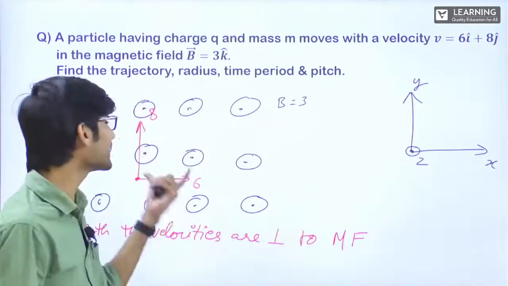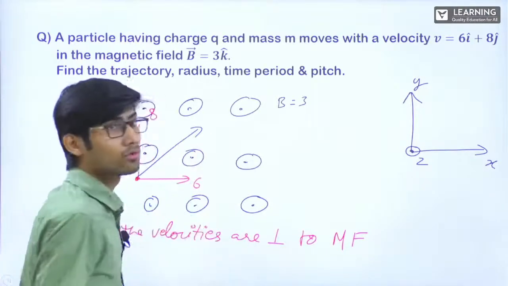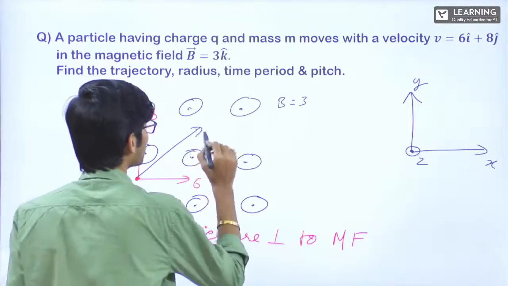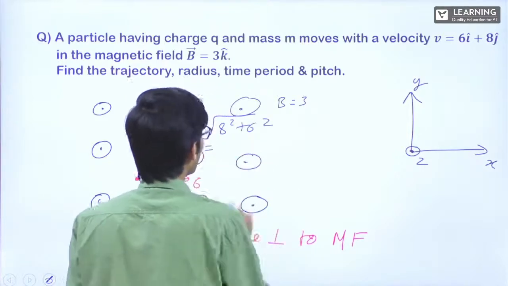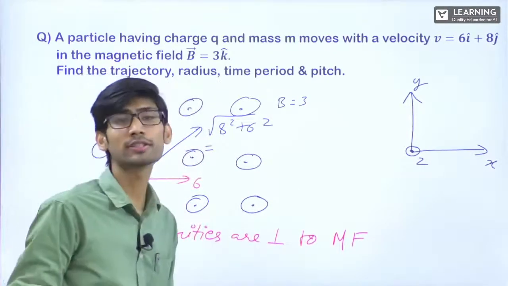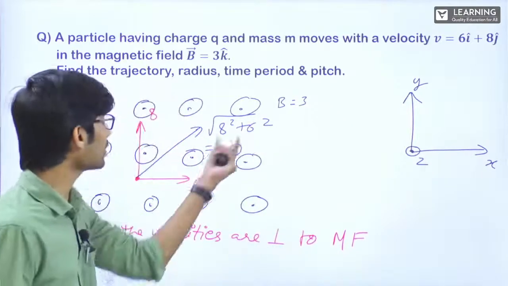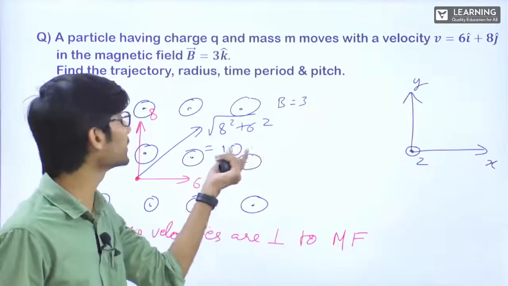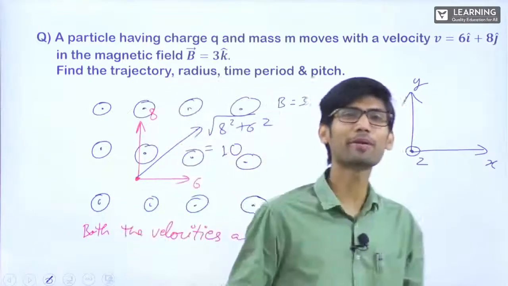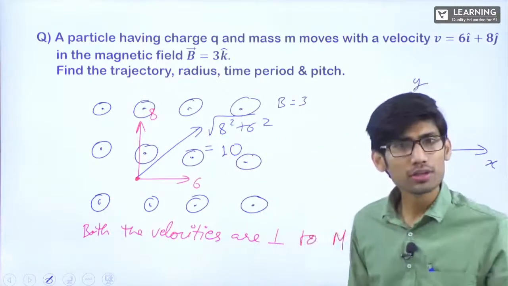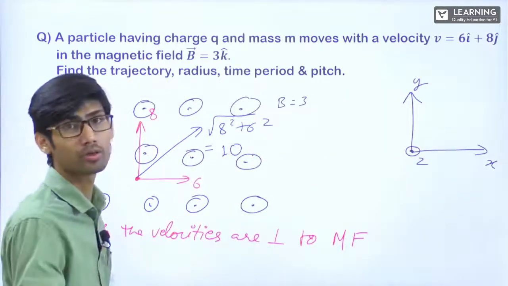So we'll take the resultant of these velocities and solve the question. What will be the resultant? Under root of 8 square plus 6 square. 8 8s are 64, 6 6s are 36, 64 plus 36 is 100, root of 100 is 10, right? This is 10. So now this 10 meter per second velocity is perpendicular to B. What kind of motion will it be? We have only one velocity that is perpendicular to B. Circular motion, right? Whenever velocity is perpendicular to B, we have circular motion.